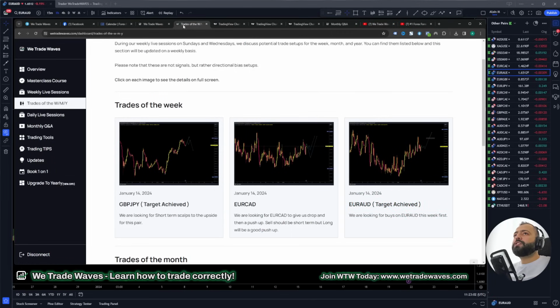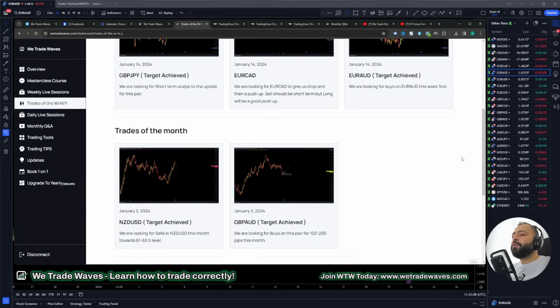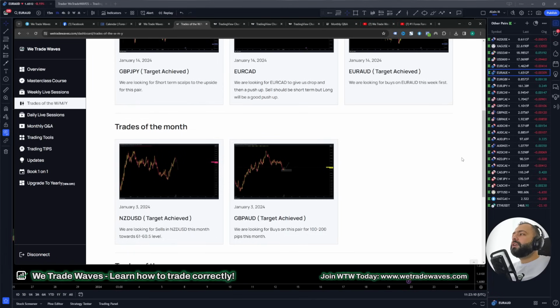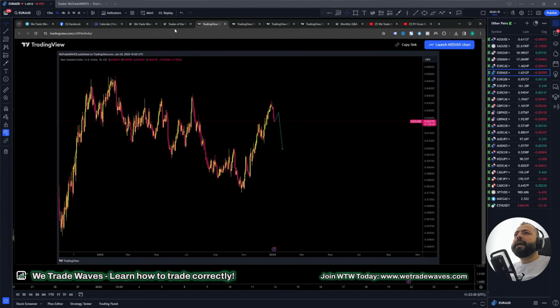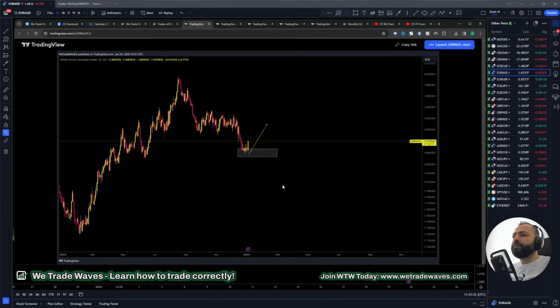So guys, 3 trades of the week were shared during our last Sunday session. I will show you also the trades of the month. This is very important just to show you guys how many trades you have missed if you are not joining us. In We Trade Waivers, you must have made money, guys, with these trades, especially trades of the month as well. New Zealand dollar has hit the target to the downside, and also pound Oz, which was a crazy trade to the upside. Also market moved all the way up from here, and we broke the stop as well.